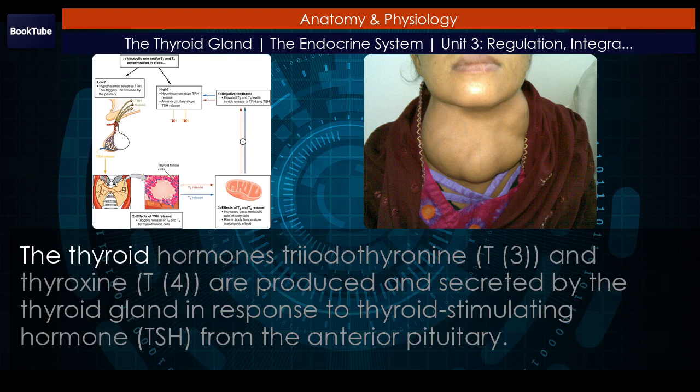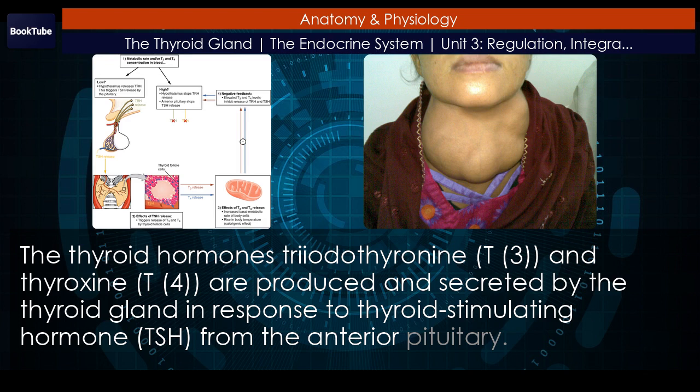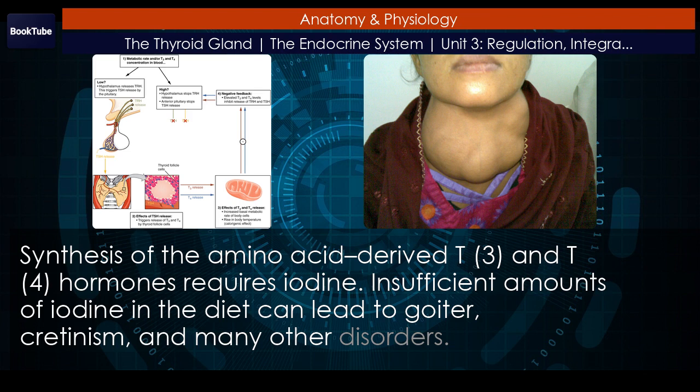The thyroid hormones triiodothyronine, T3, and thyroxine, T4, are produced and secreted by the thyroid gland in response to thyroid-stimulating hormone, TSH, from the anterior pituitary. Synthesis of the amino acid derived T3 and T4 hormones requires iodine. Insufficient amounts of iodine in the diet can lead to goiter, cretinism, and many other disorders.